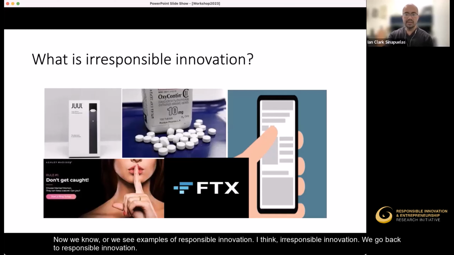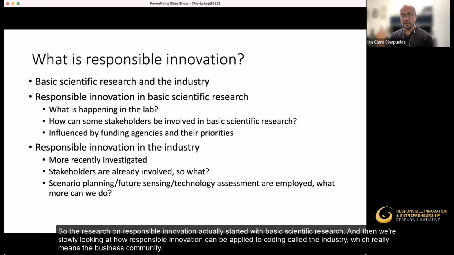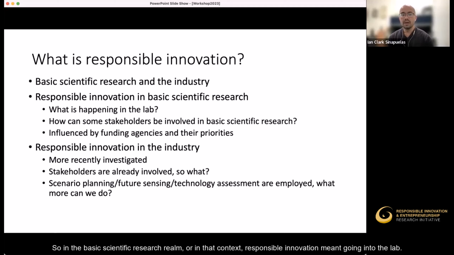Now we see examples of responsible innovation and irresponsible innovation. And we go back to responsible innovation and what the academic research has been in that area. The research on responsible innovation actually started with basic scientific research, and we're slowly looking at how responsible innovation can be applied to, quote unquote, the industry, which really means the business community. In the basic scientific research context, responsible innovation meant going into the lab.